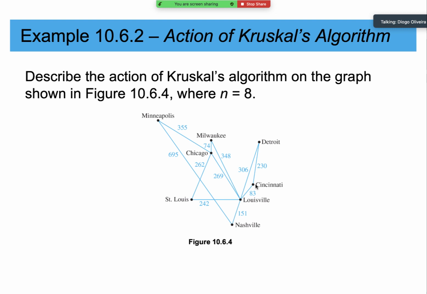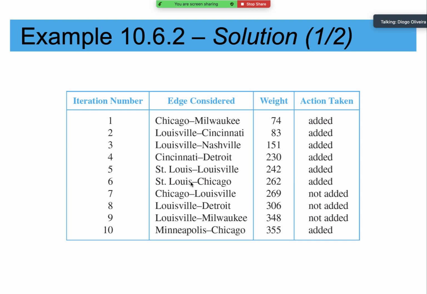Right? Now, you just keep going in order to achieve your goal, which is to find 1, 2, 3, 4, 5, 6, 7 edges. Now, let's say that you first create this table here without the action column. So you're only defining the first, second, and third columns: iteration number, edge considered, and weight. This is what you're gonna have.